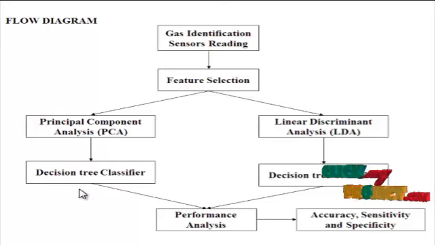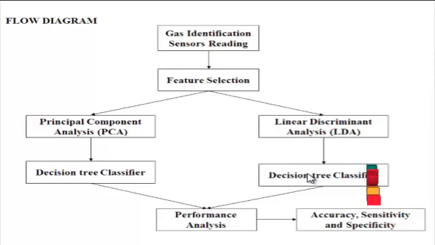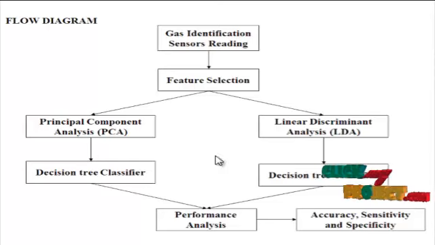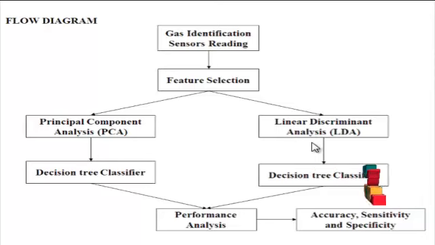Next, the decision tree classifier is used for analyzing the principal component analysis and linear discriminant analysis feature reduction values. Decision tree learning uses a decision tree as a predictive model which maps observations about an item to conclusions about the item's target value. It is one of the predictive modeling approaches used in statistics, data mining, and machine learning.